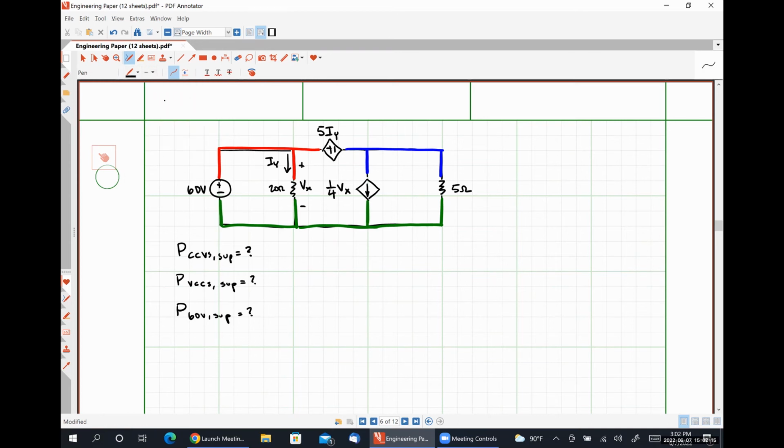So we've identified our nodes and I have made two observations. My first observation is that the 60 volt source and the 20 ohm resistor are connected in parallel because they share the red node and they share the green node. My second observation is that the dependent current source and the 5 ohm resistor are in parallel because they share the blue node and they share the green node. Are either of these observations helpful? Let's start there.